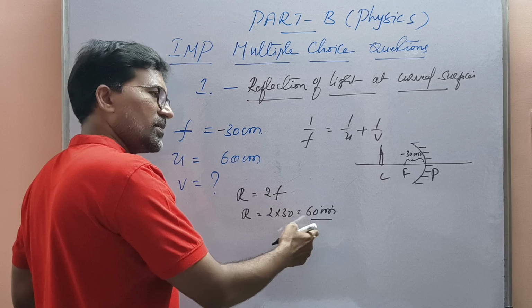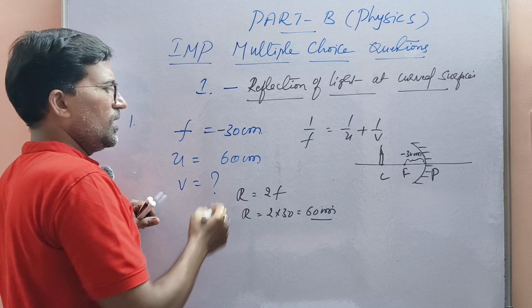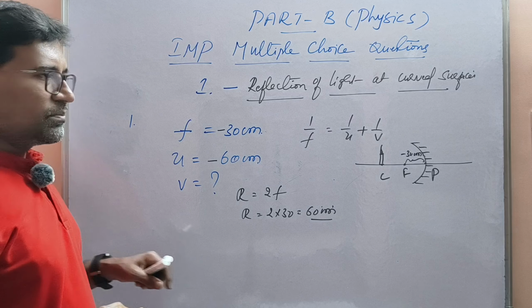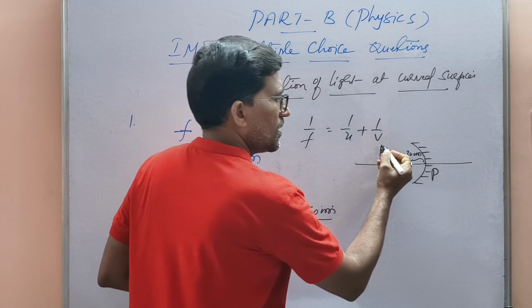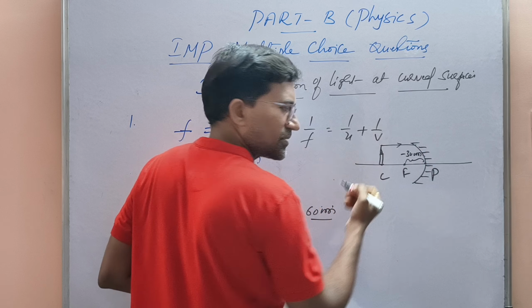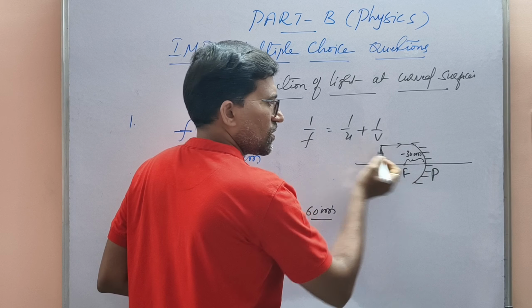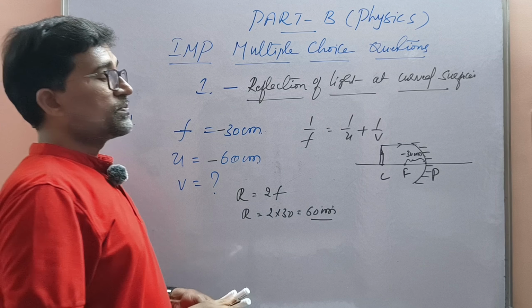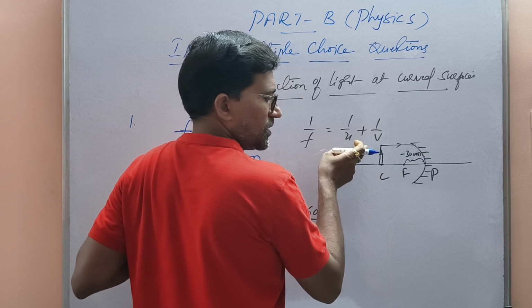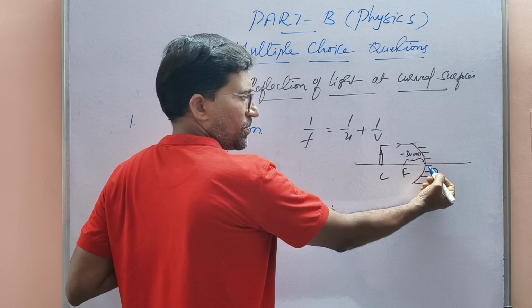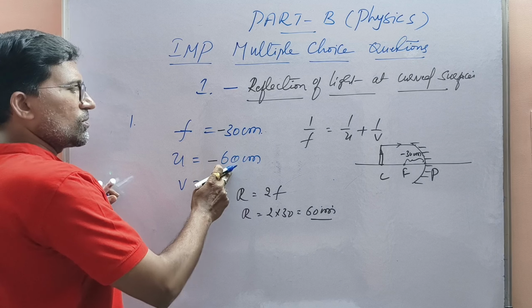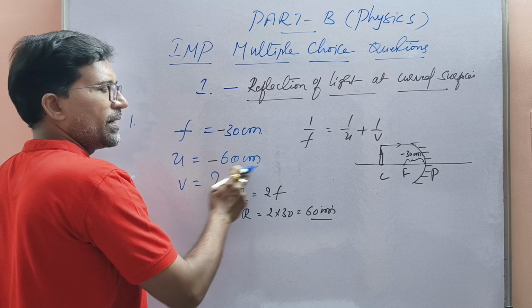So the radius of curvature value is 60, the object distance is also 60, and for the object distance you have to use the sign convention, which is minus, because the light ray is coming from the candle like this, and we are measuring the distance opposite to the direction of the incident light. This is the incident ray direction, and we are measuring the object distance opposite to the incident ray. Then the object distance u will become a minus value, minus 60 centimeter.